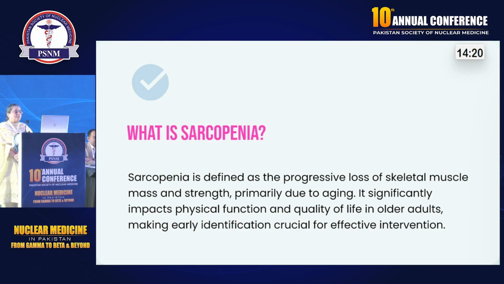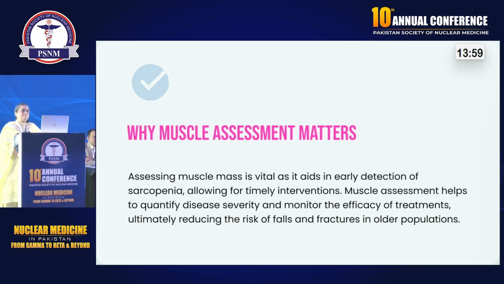Sarcopenia is defined as the progressive loss of skeletal muscle mass and strength both, primarily due to aging, because the first and foremost cause of sarcopenia is aging. It significantly impacts physical function and quality of life, making early identification crucial for effective intervention.